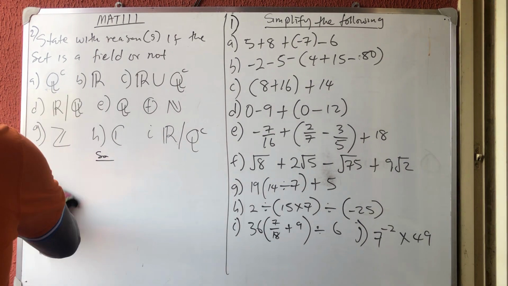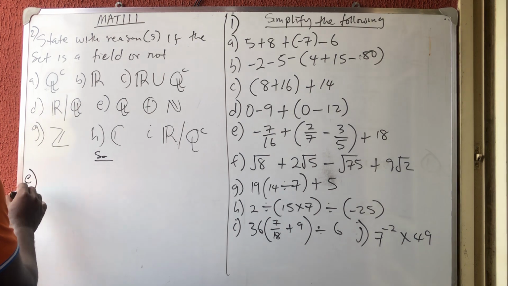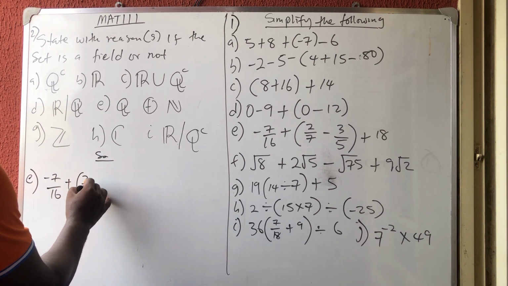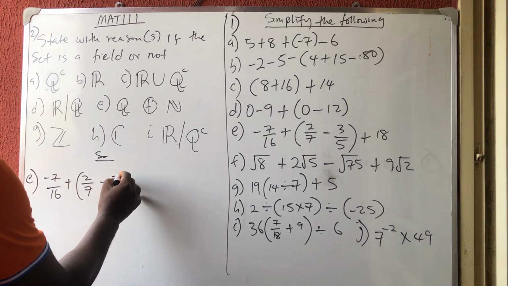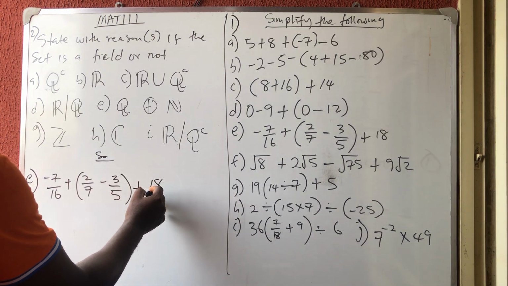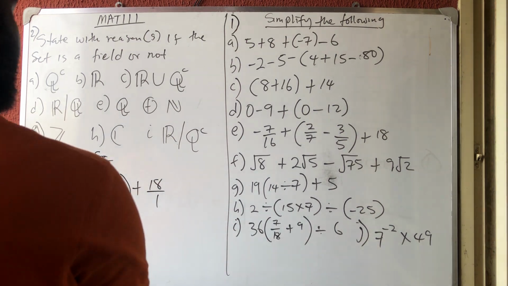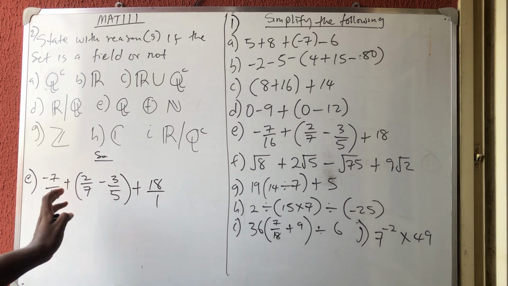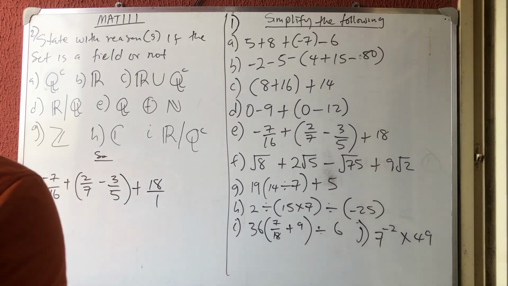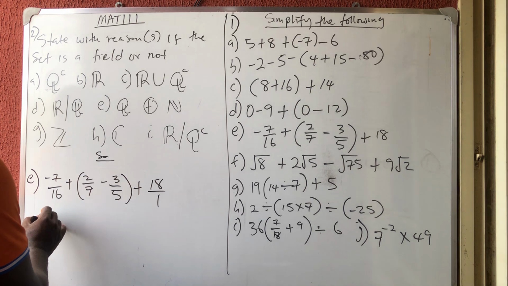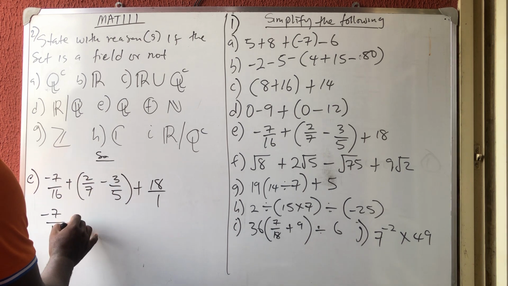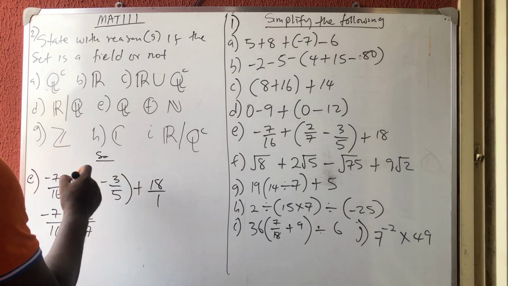So next one, E. The E said minus 7 over 16 plus 2 over 7 minus 3 over 5 plus 18. You can make it 18 over 1. Now you can decide to solve the bracket first, then use this plus to clear, or use this plus to clear and solve everything at once. You will still get the same answer. So any way you like it, but I want to clear everything at once. Minus 7 over 16 plus is what? Plus 2 over 7 plus minus is what?